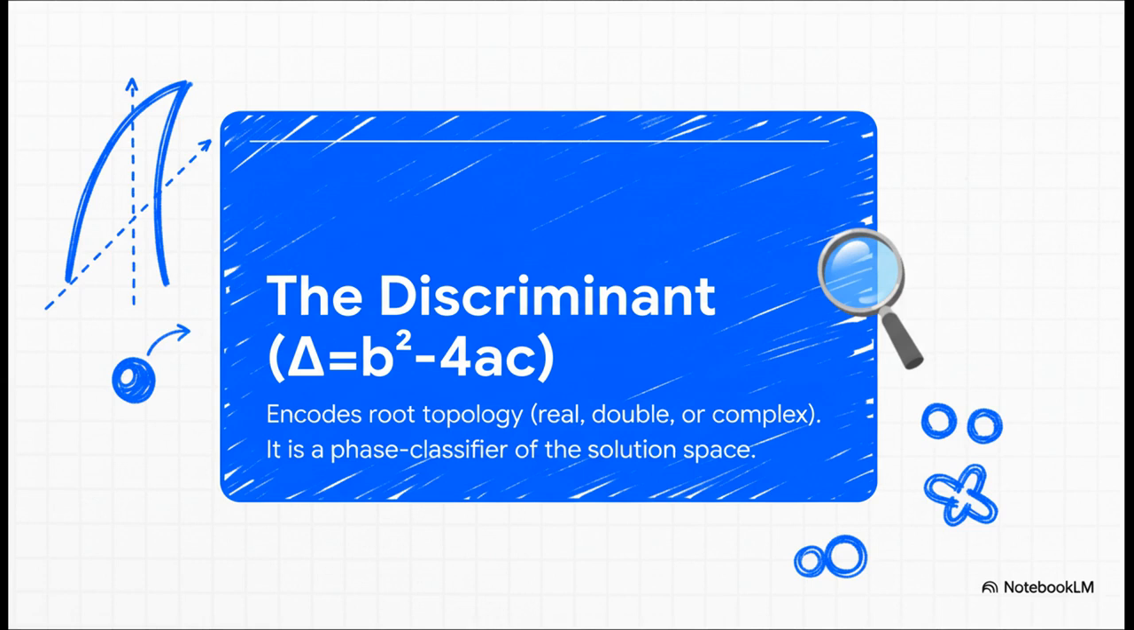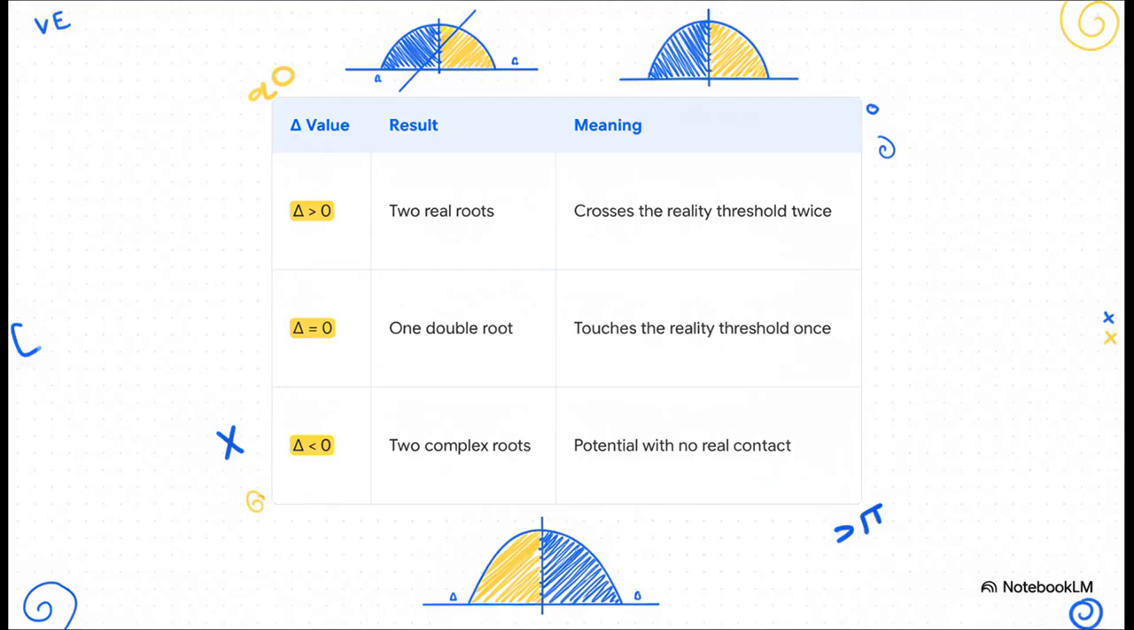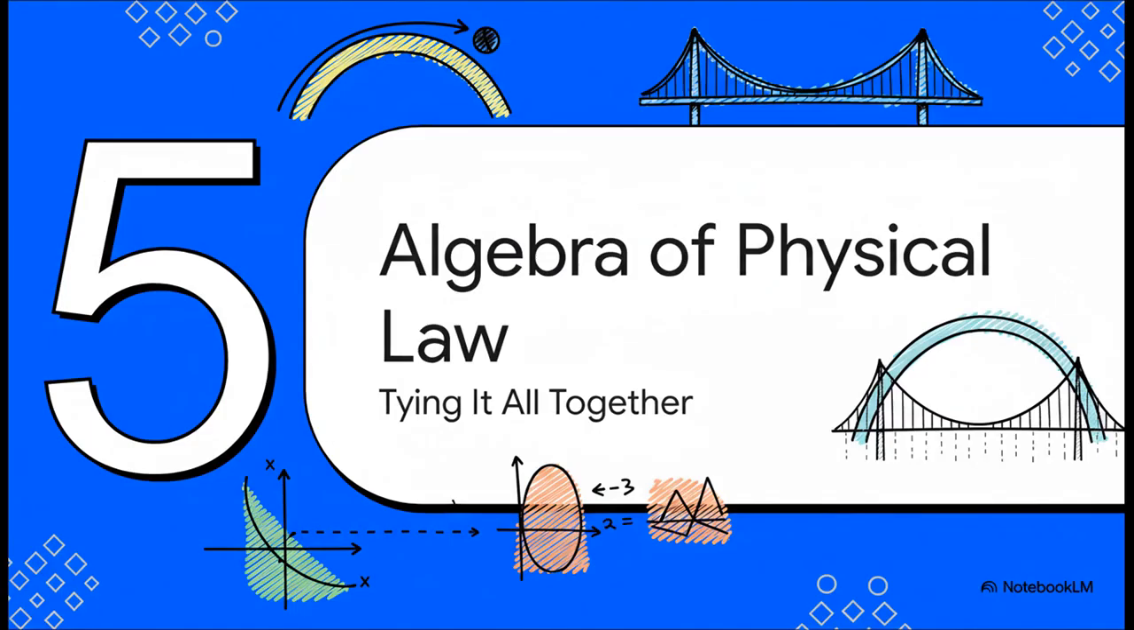It tells you exactly what kind of contact that curve is going to make with that horizontal line of reality we talked about earlier. It's amazing. Just by looking at whether the discriminant is positive, negative, or zero, we know the outcome. If it's a positive number, bam, our parabola crosses that reality line twice, 2 solutions. If it's exactly zero, it just comes down and kisses the line at a single point, 1 solution. And what if it's negative? Well, then the parabola represents a potential, something that never actually makes contact with our real physical world, no real solutions.